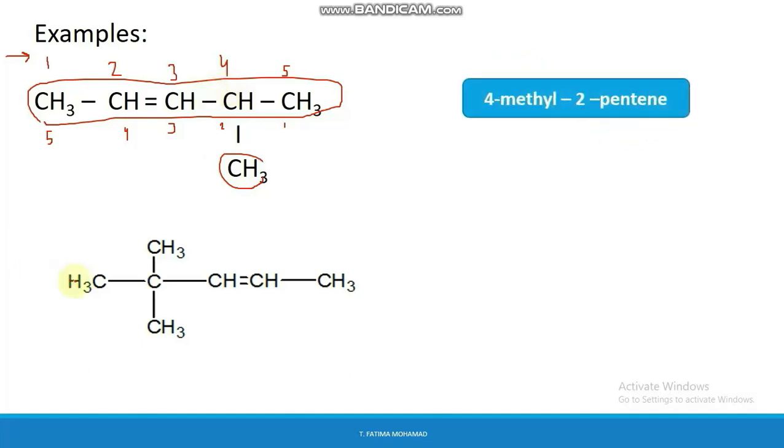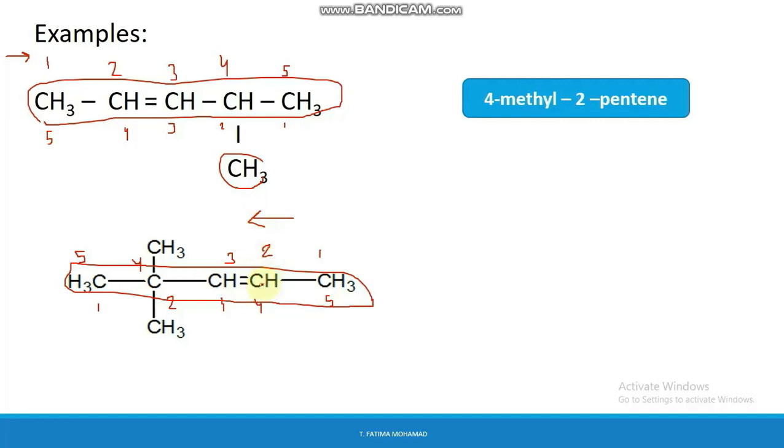Okay, now the second example. Let's circle the main chain here because it contains the greater number of carbons, I mean it's the longest chain. So we have here 1, 2, 3, 4, 5 carbons, and let's number them in the opposite direction: 1, 2, 3, 4, 5. If we consider the numbering from left to right, the double bond is between carbon number 3 and carbon number 4. If we consider the numbering from right to left, the double bond is between 2 and 3, so we will choose 2 and 3.